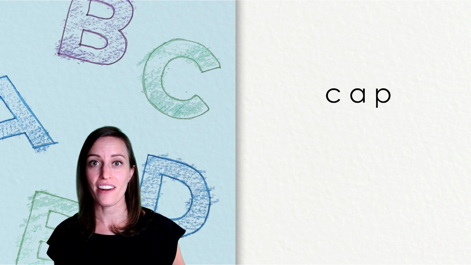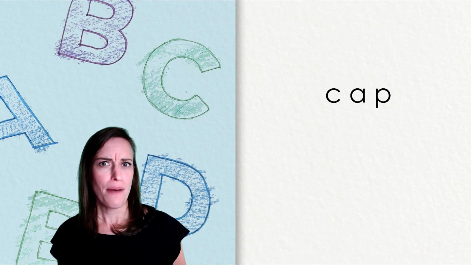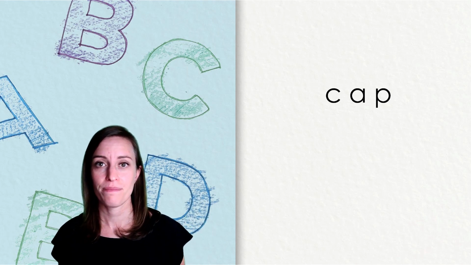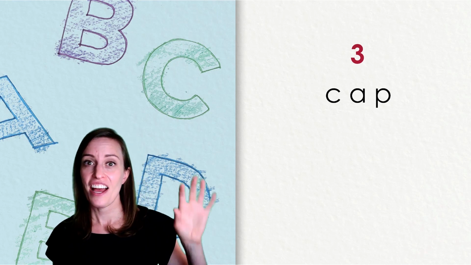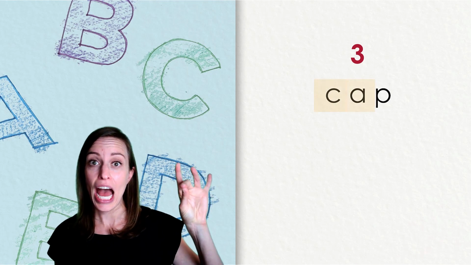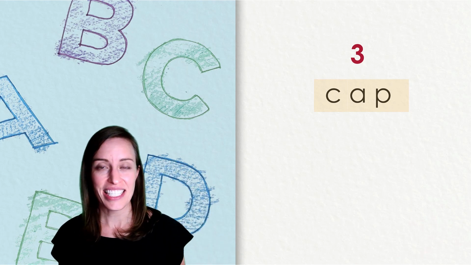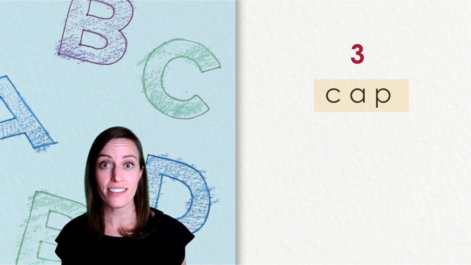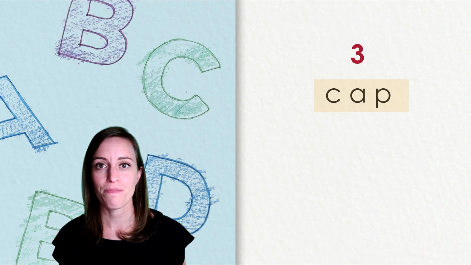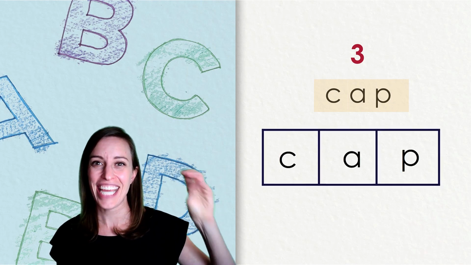Let's tap out another word. K, a, p, cap. How many sounds were in the word cap? There were 3. Let's tap it out again. K, a, p, and then blend it together, cap. Let's put the sounds of the word cap into our sound boxes. This time, I want you to point to the box where each sound belongs. K, a, p, cap.